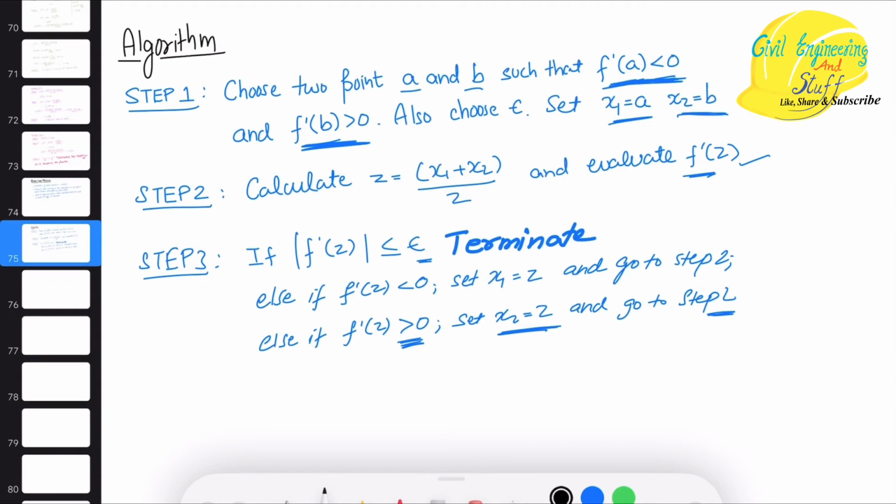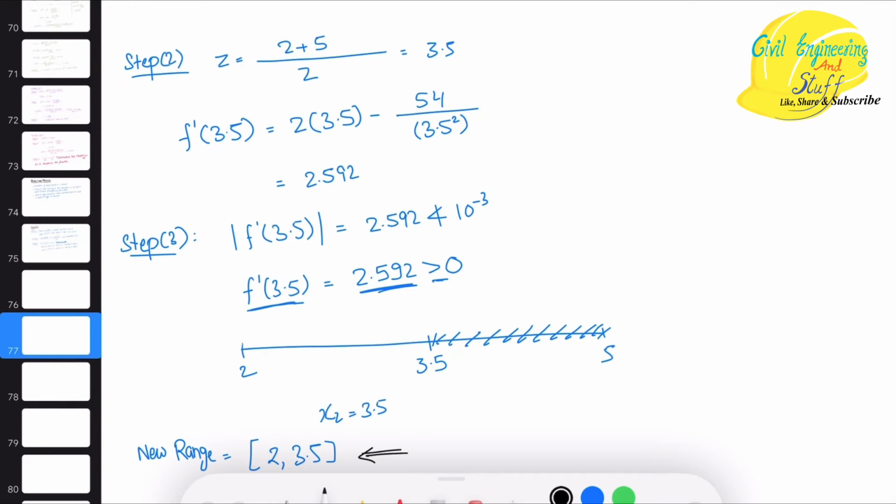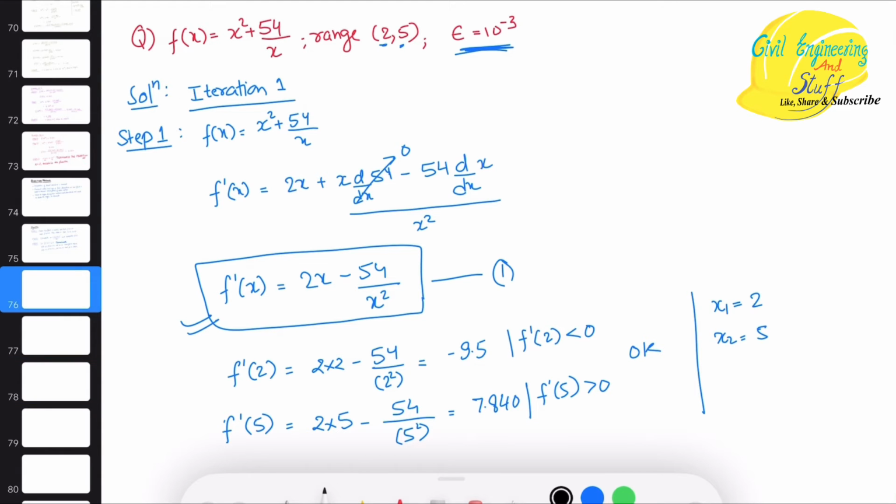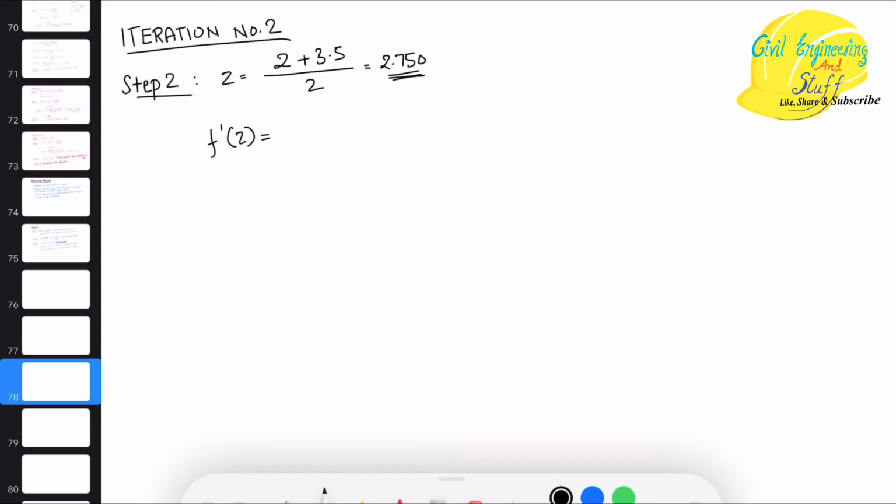Next, we also have to find f dash z. So let's find f dash z. We are going to put the value 2.750 in equation number 1. Let me write it down clearly: 2 into 2.750 minus 54 divided by 2.750 square. So your f dash z value will be minus 1.640. So we have completed our step 2.